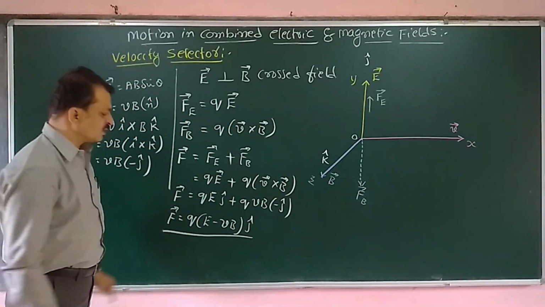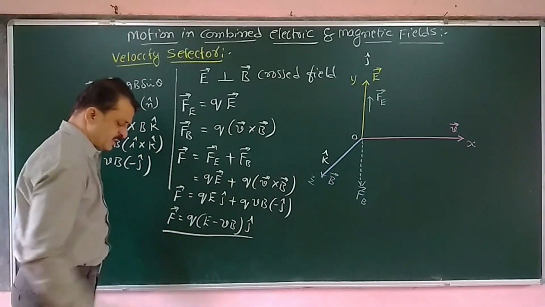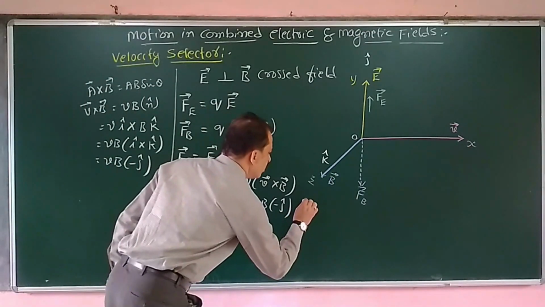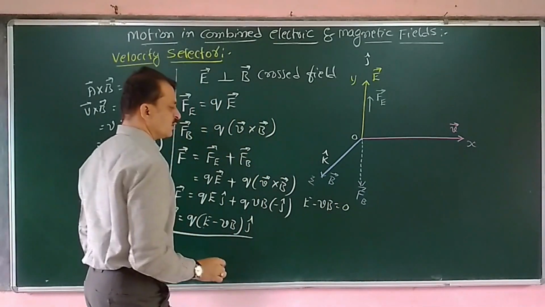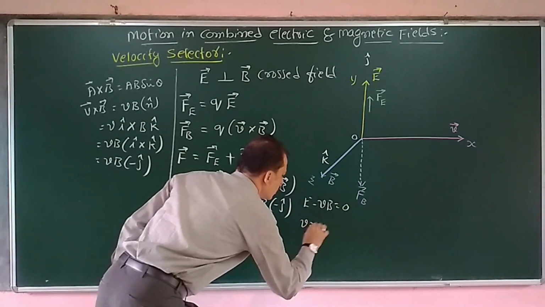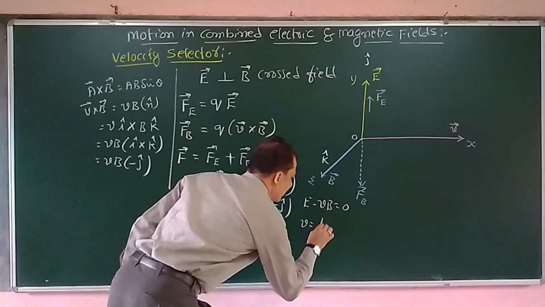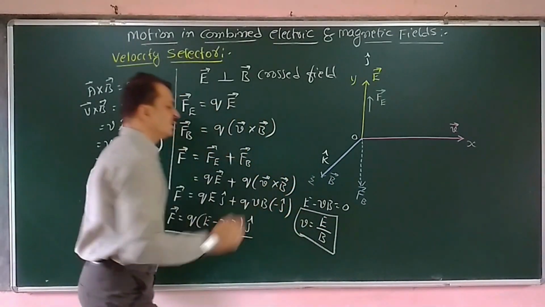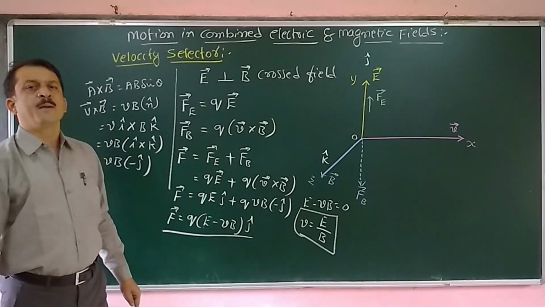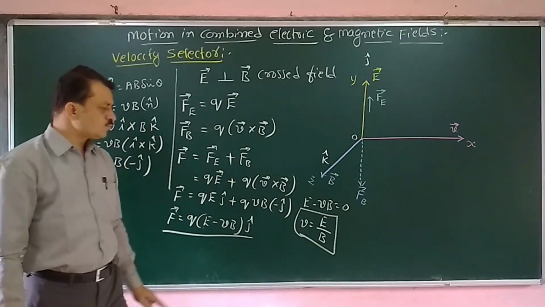Now what is the expression for that one? Now this term should be equal to 0. Therefore E minus VB is equal to 0. So from this relation, the velocity of the particle is the ratio of the magnitude of the electric field to the magnitude of the magnetic field.